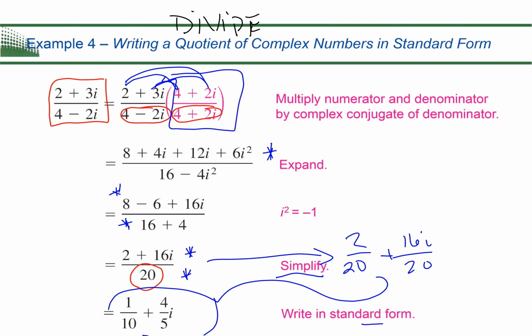And again, it's written in standard form. So if you're working with a division problem, what you have to do is multiply by a big old 1. Our big old blue 1 in this case was 4 plus 2i, which is the complex conjugate of your denominator. What this does is create a denominator that's just a real part, and then you can divide your real and imaginary number by that and simplify down.